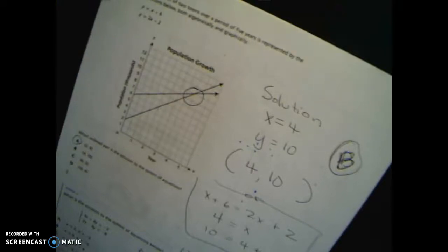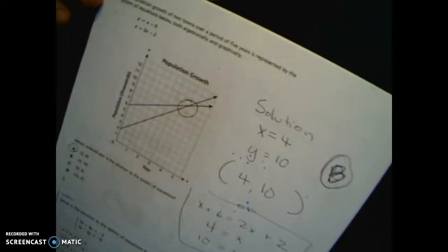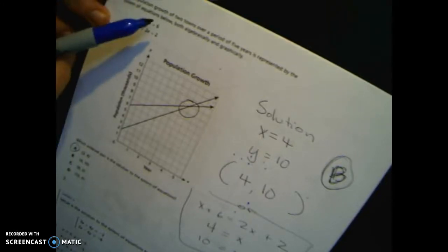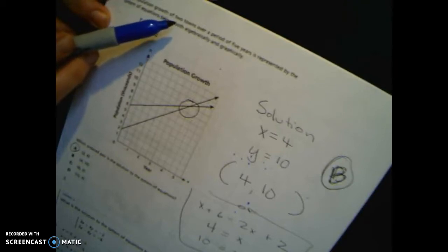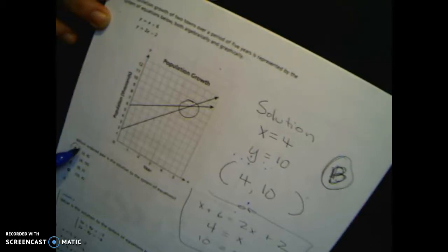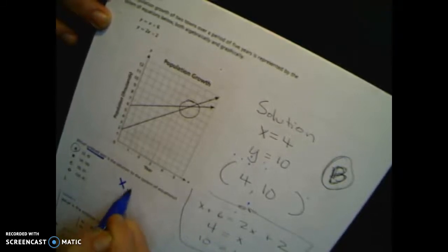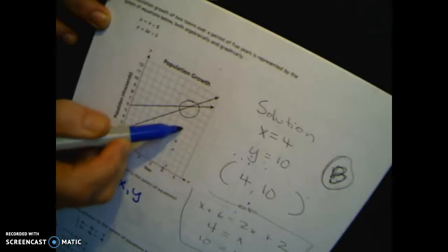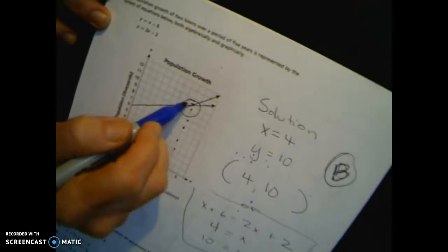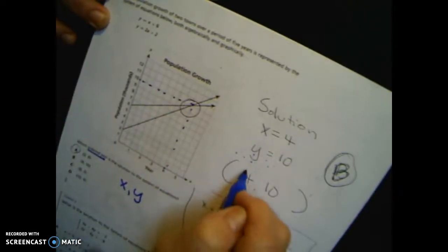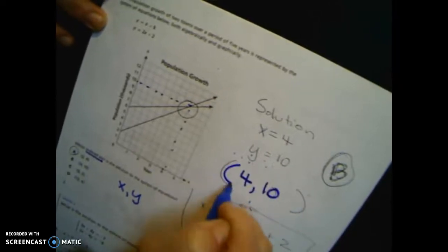Question number 2. Same problem, just looks a little trickier because they give you two equations. It says the population growth of two towns over a period of 5 years is represented by the system of equations below. Which ordered pair? An ordered pair, once again, is always x and y. So I can look and see that x is 4 and y is 10. So the correct answer is 4 and 10.